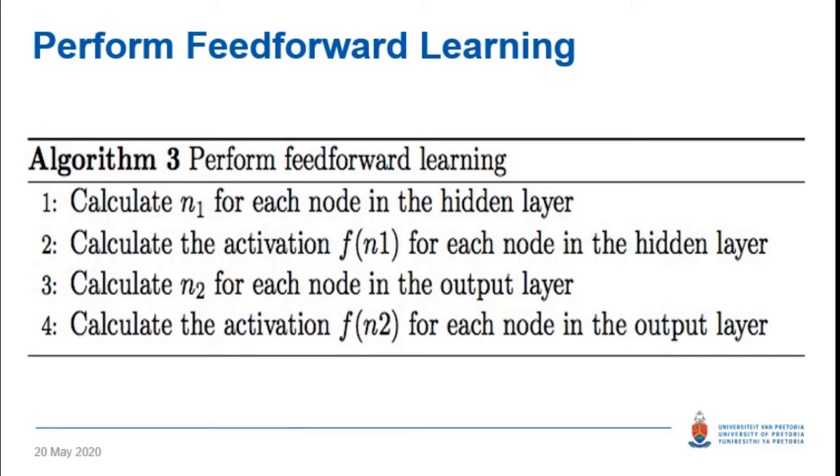So the next step is to propagate these errors back once you've got to the output layer and you've worked out the difference between your target output values in the training instances and the activations of the neural network. Before we look at the algorithm itself, we're just going to look at the different equations that you actually have to calculate to do this.